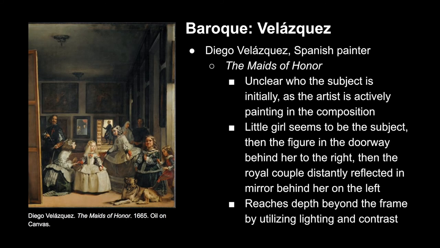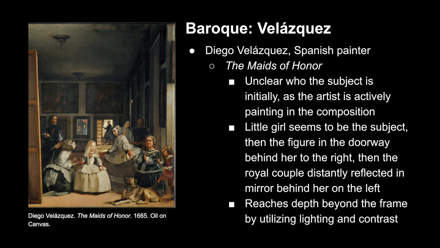Here we see a Spanish Baroque painting by the artist Velázquez. Again, following Baroque traditions, we see high contrast, great sense of space, and high detail. But what sets this painting apart is its unclear subject. Initially, we're confused because the artist himself is actually in the painting. He's the leftmost figure. We can see the painting itself as well, sitting in front of him.